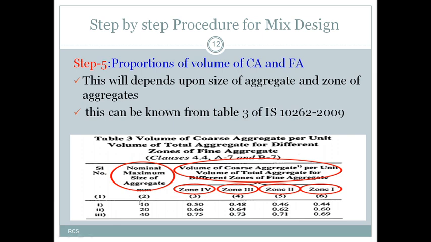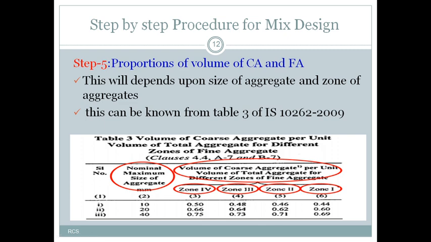Say for the nominal size of aggregate, I am taking 20 mm. For this I am choosing the zone of fine aggregate as 2. Then the amount of coarse aggregate I will require is 0.62. It is the portion of coarse aggregate in the total volume of aggregates, 0.62. This is how we choose the coarse aggregate.